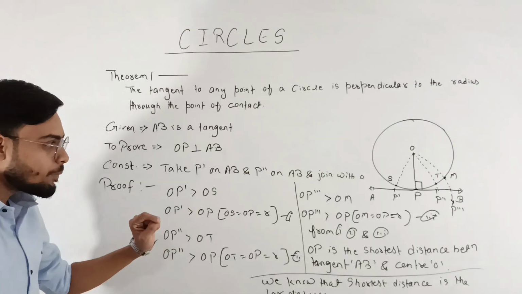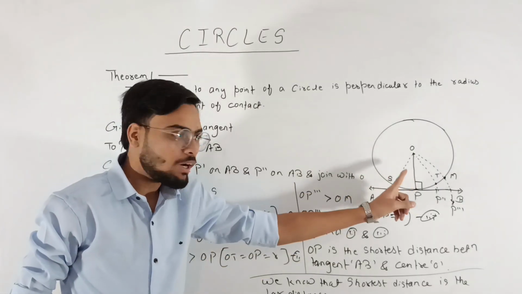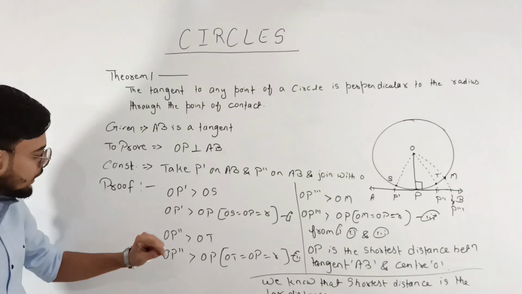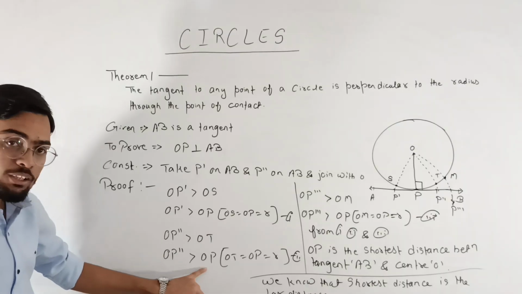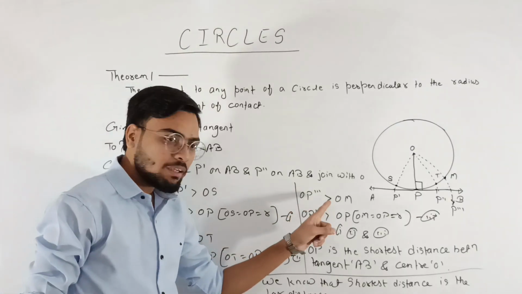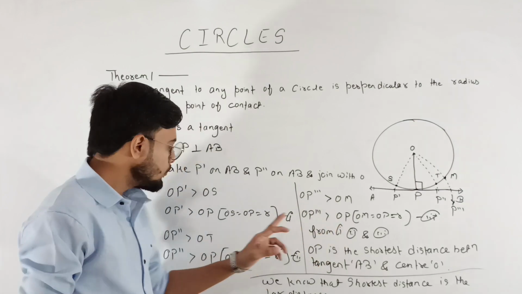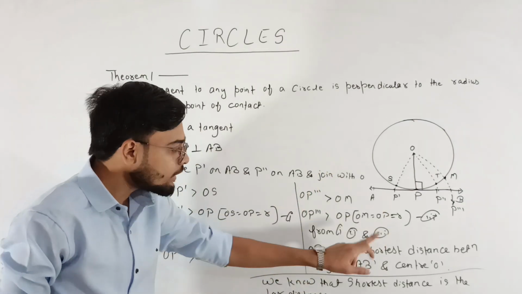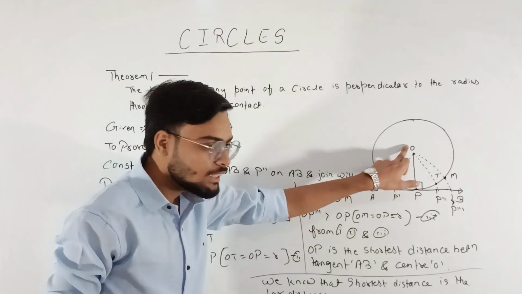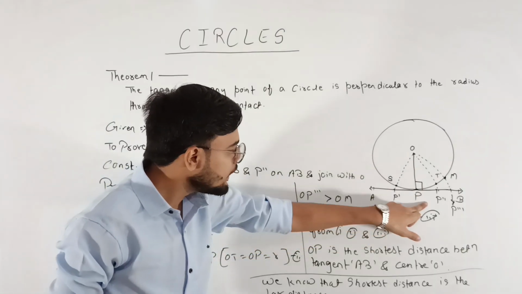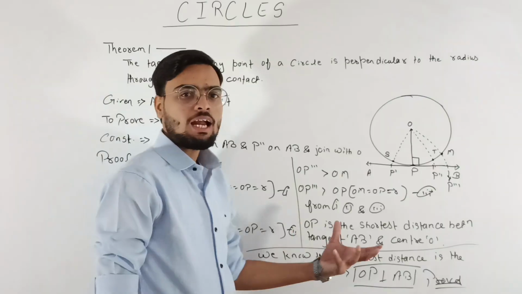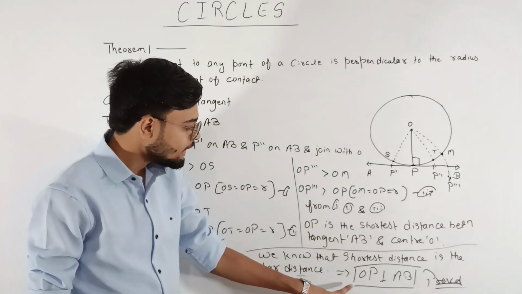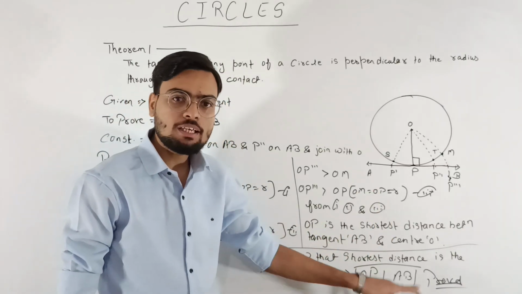Now OS is equal to OP. Why? Because these both are radius. So in place of OS I write OP. Now similarly OP double dash is again greater than OP, and OP triple dash is again greater than OP. So from these equations 1, 2, and 3, I conclude that OP is the shortest distance between tangent AB and center O. And we also know that shortest distance is the perpendicular distance. So I write it here: OP is perpendicular to AB.